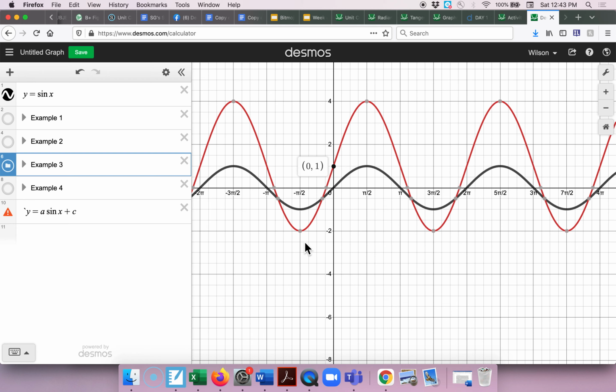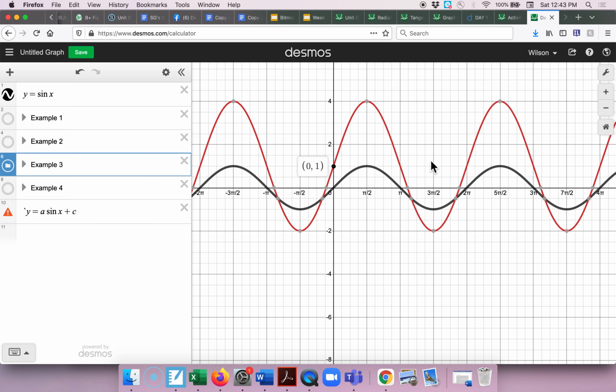How can we verify for sure? Well, our minimum is at -2, and our maximum is at +4. What's in the middle between -2 and +4? The way I like to do that is to find the average of those two. So -2 and +4, add them together, you get 2, divided by 2, you get 1. So the average between -2 and +4 is 1, and we can see visually that the midline is 1. So since 1 is the middle, that means our c value is going to be 1.